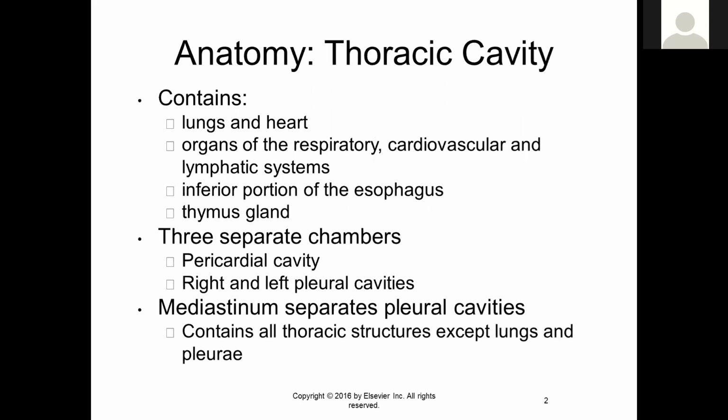First we need to talk about the thoracic cavity, which is our primary area of interest on the chest x-ray. This space has the lungs and the heart, a bunch of accessory organs and glands, and chambers that we deal with. The pericardial cavity and the right and left pleural cavities where the lungs reside. The space between the lungs is referred to as the mediastinum. This contains all the thoracic structures except for the lungs and the lining of the lungs called the pleura.